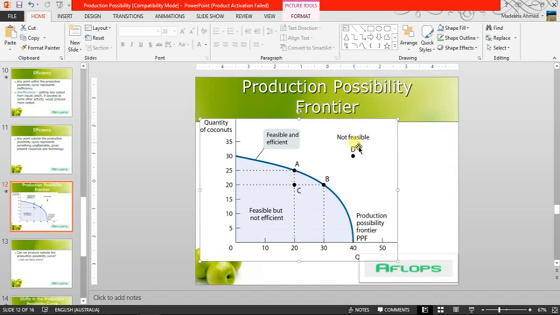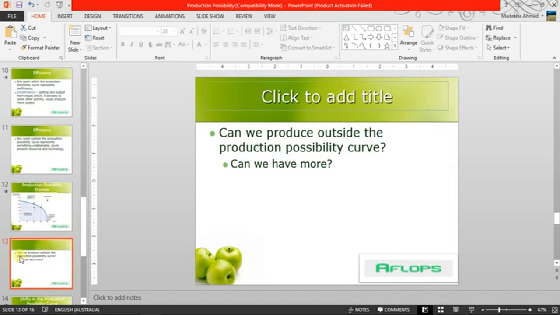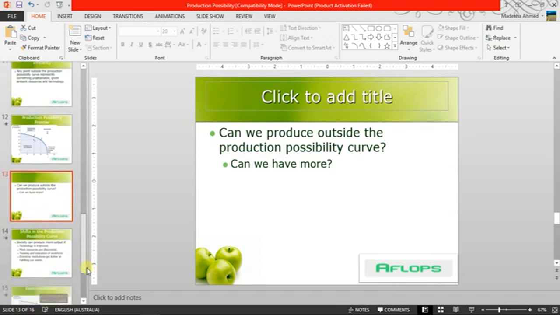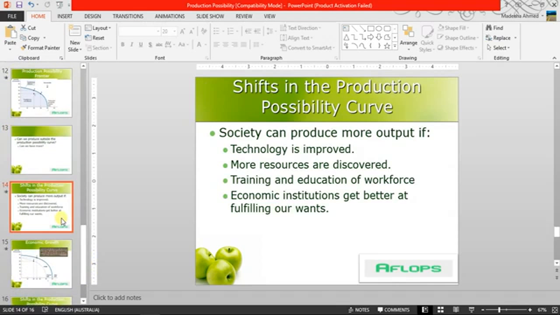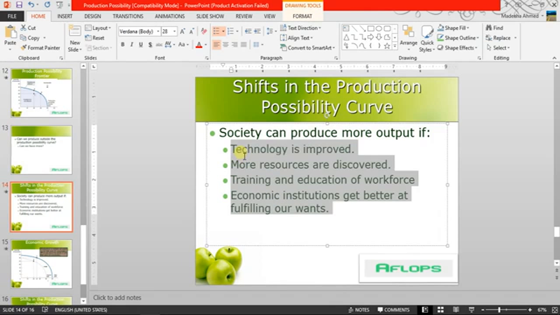One question that might arise in your mind now is, can we move outside the production possibility curve? Can we do more? Can we attain the point that exists outside the production possibility curve? The answer is yes, you can, but for that you have to enhance the number of resources that you've got with yourself. You cannot do that with the existing number of resources. There are 4 ways in which you can attain any point that exists outside the production possibility curve.